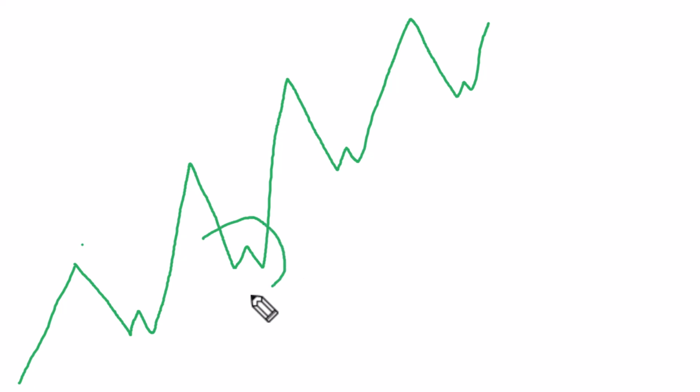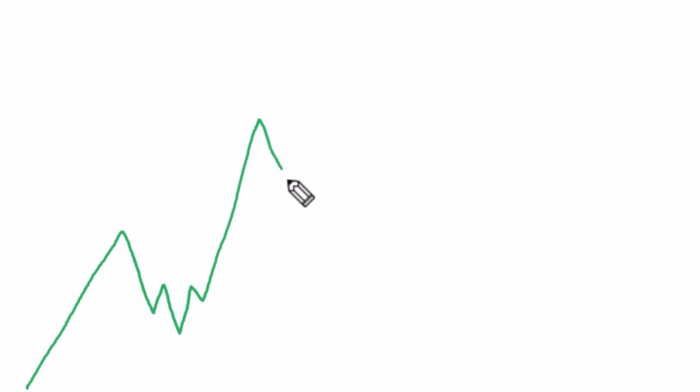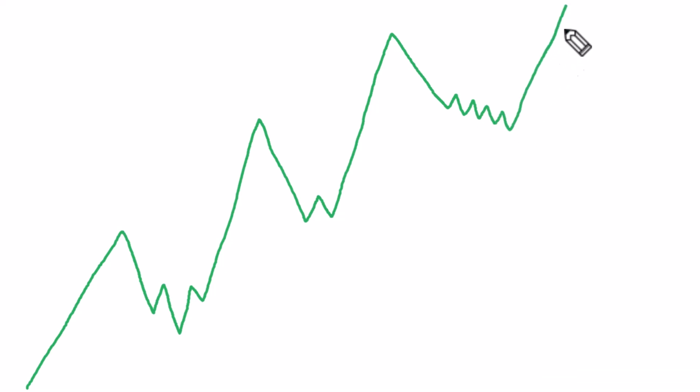But that doesn't mean this is the only pattern that can form. This is just an example. Now let's see another example. We have a bullish trend, corrective, bullish trend, corrective, bullish trend, corrective. This is a channel, this is a double bottom, this is an inverted head and shoulders. Now you can see that.